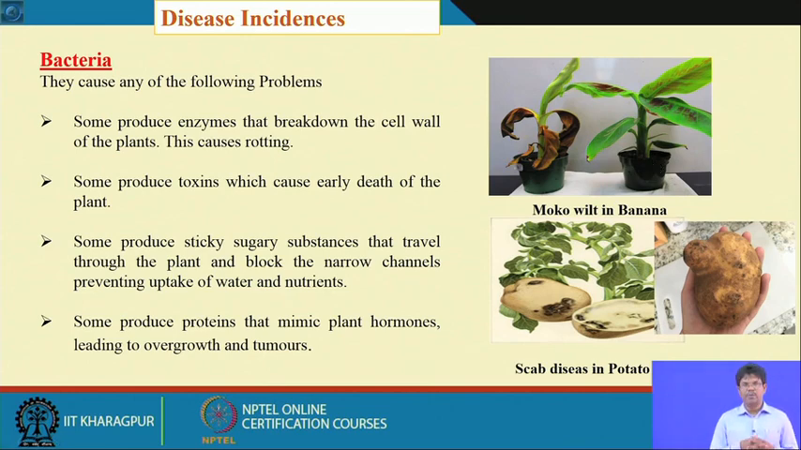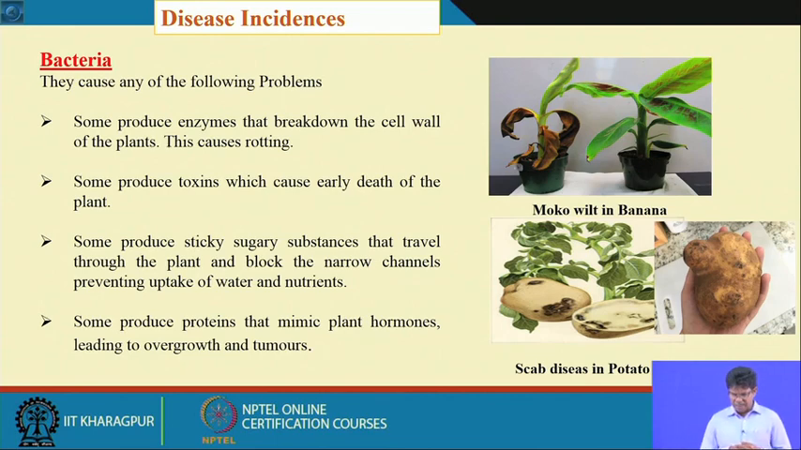Some bacteria produce toxins which cause early death of plants. Some also produce sticky sugar substances that travel through the plant and block the narrow channels, preventing uptake of water and nutrients. These sugar substances are produced inside the plant cells, in the stem portion, and block the cell channels, so the movement of water and nutrients from the soil to the leaves gets blocked. In that way the whole plant dies.